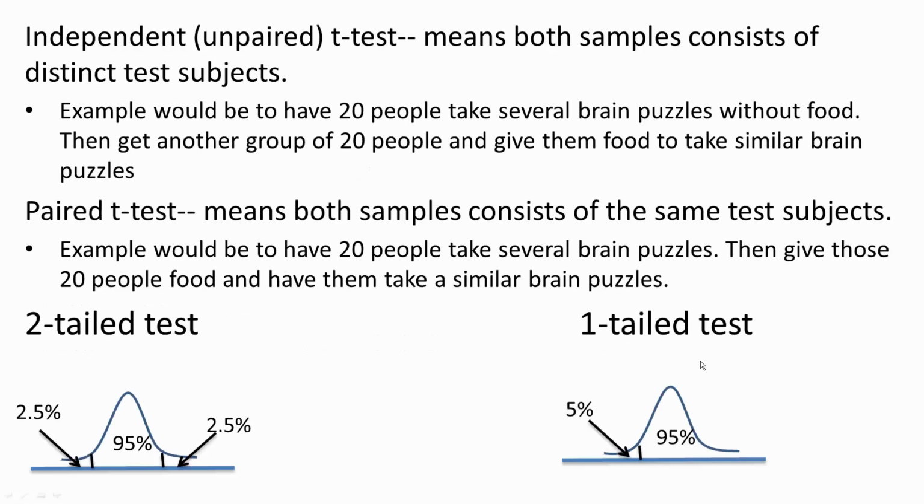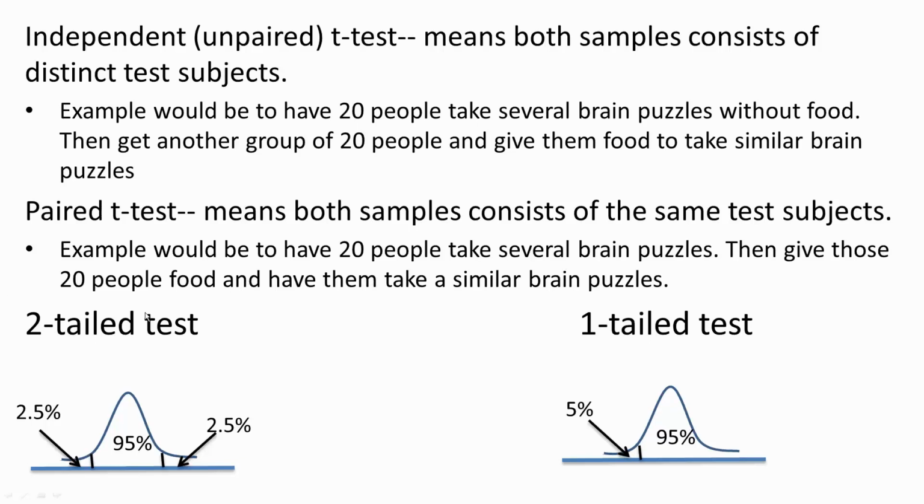So first, what is an independent unpaired t-test? It means both samples consist of distinct test subjects. As an example, it would be to have 20 people take several brain tests without food, then get another group of 20 people and give them food to take a similar brain puzzle. Now a paired t-test means both samples consist of the same test subjects. An example would be to have 20 people take several brain puzzles, then give those 20 people food, and then have them take a similar brain puzzle.